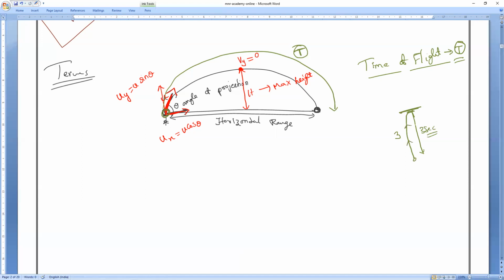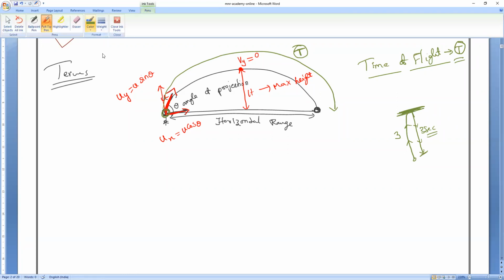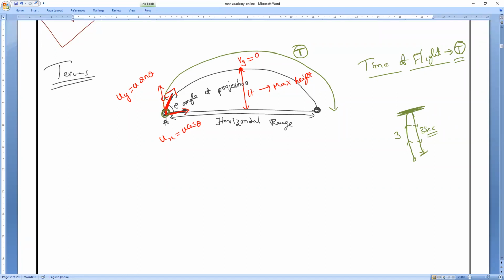So the body is projected upwards to reach the maximum height. Again, to reach the ground, it will take the same time. Am I correct, everybody? Yes, sir. So in the same way, if the ball is projected here to reach maximum height, let me take that time as T.